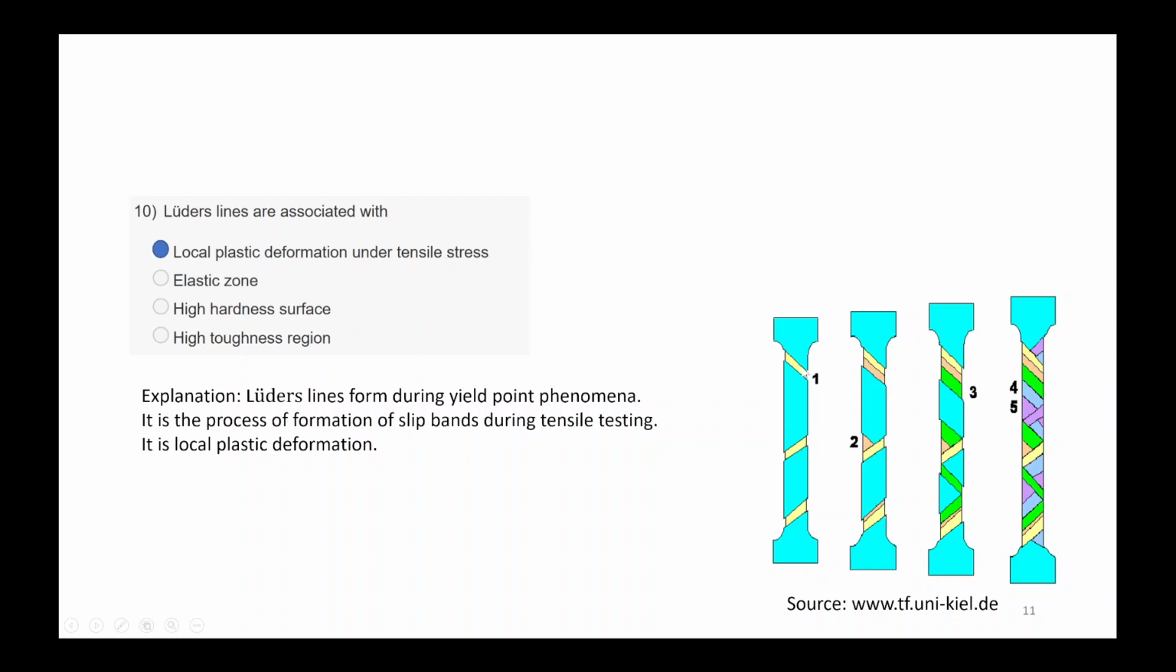So these are the Luder's lines, these Luder's bands. These are formed when we deform the material, after elastic deformation, when initiation of plastic deformation occurs. At that particular time, local plastic deformation will occur, so these bands will form there. These are known as slip bands.